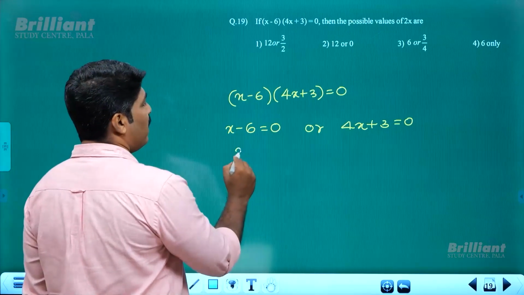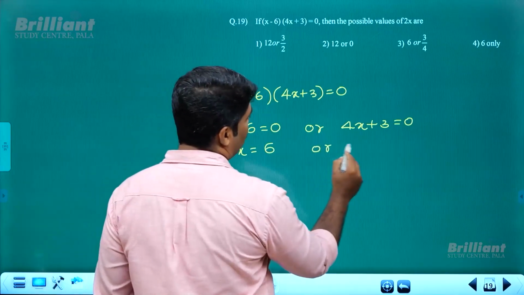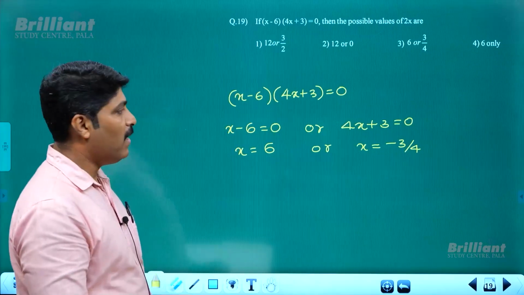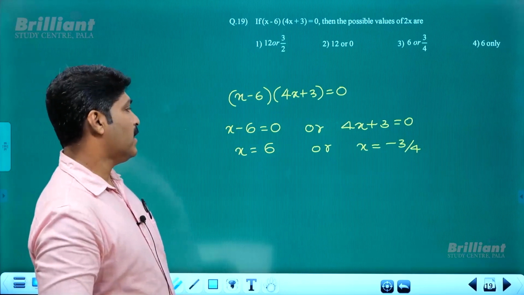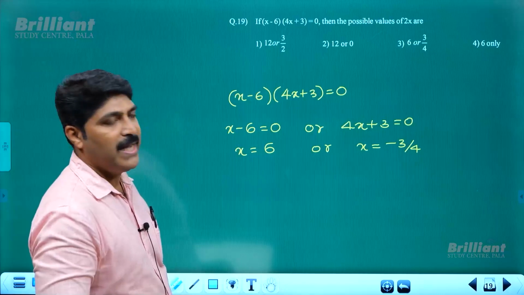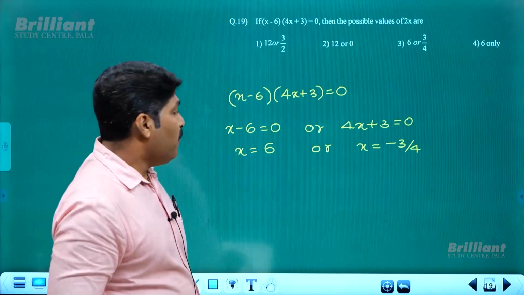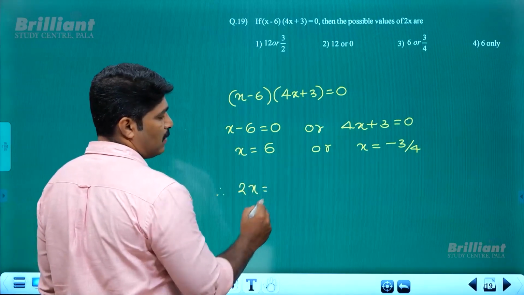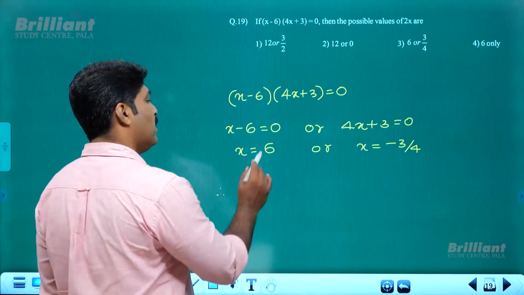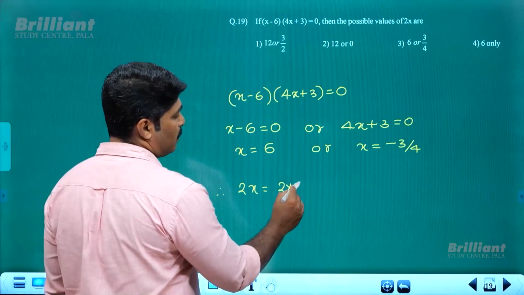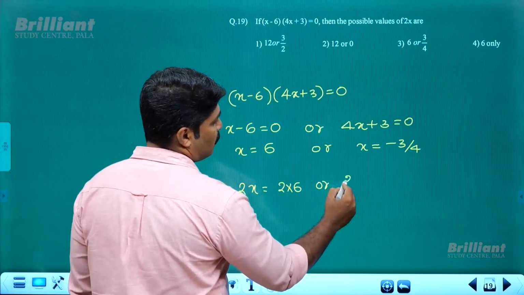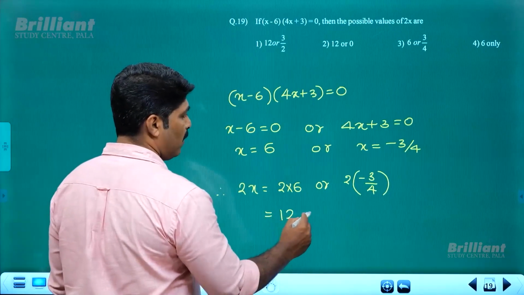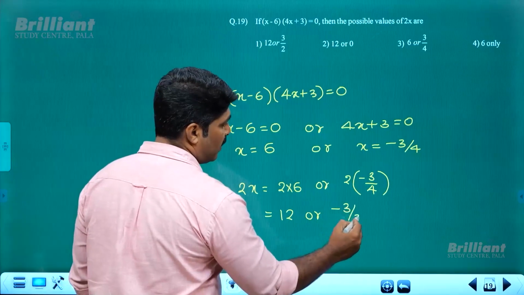Got it? So then x equals 6 or x equals minus 3 by 4. So we have two values for x. Once we get these two values, we have to find the value of 2x. If it is x, then this is 2 into 6 or 2 into minus 3 by 4. Therefore, this value is 12 or minus 3 by 2.